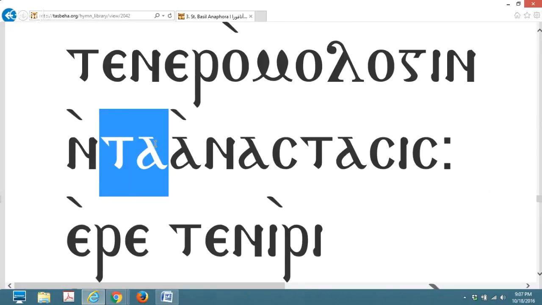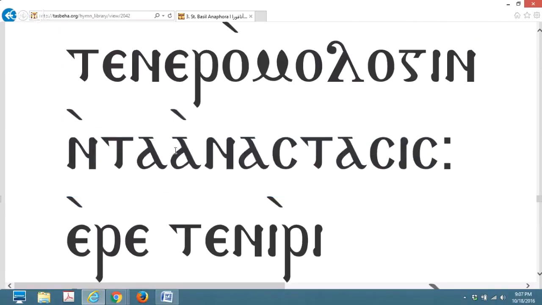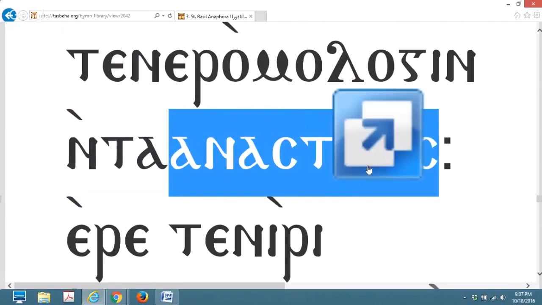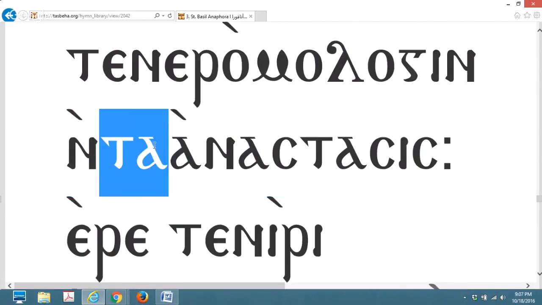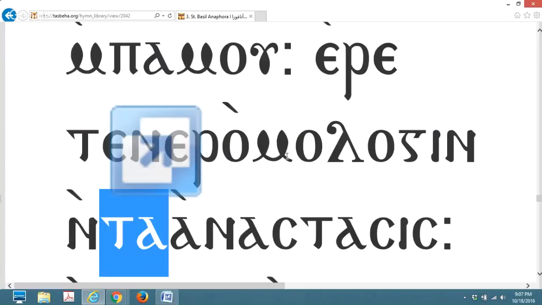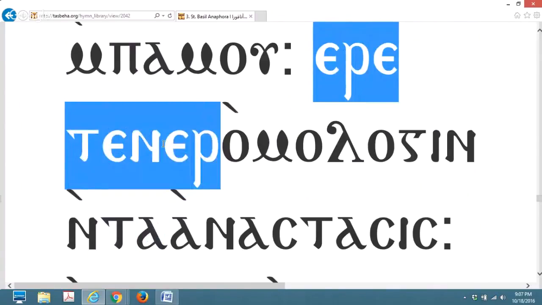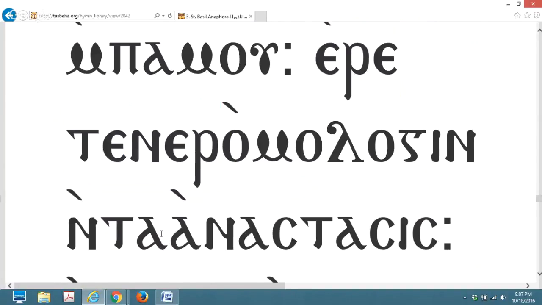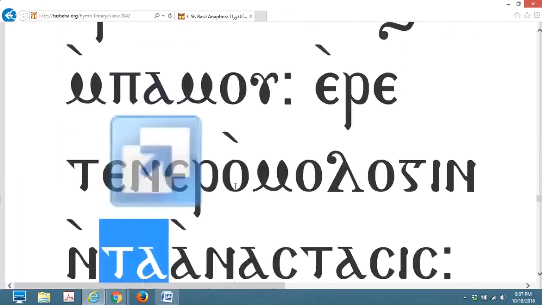Ta anastasis. So anastasis is a Greek word meaning resurrection. And again, most of the Greek nouns are going to be feminine when they're brought into Coptic. Again, I don't know if they're feminine in Greek or not, but probably. But when they're brought into Coptic, they usually have the feminine articles. So ta anastasis. So ereten er homologin. So you are confessing ta anastasis, my resurrection.